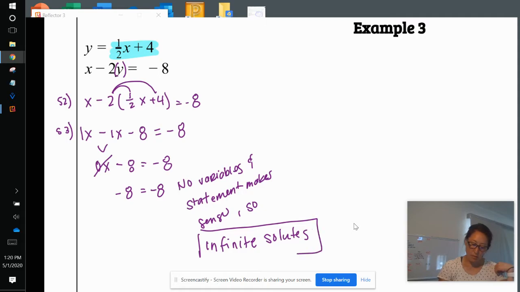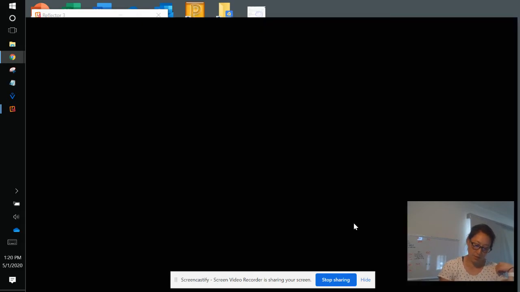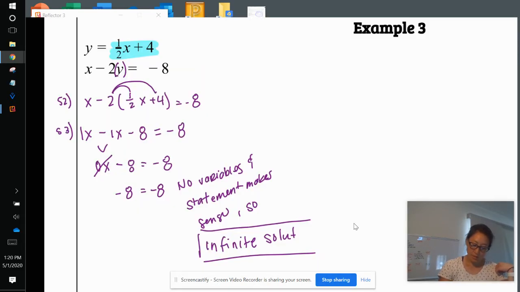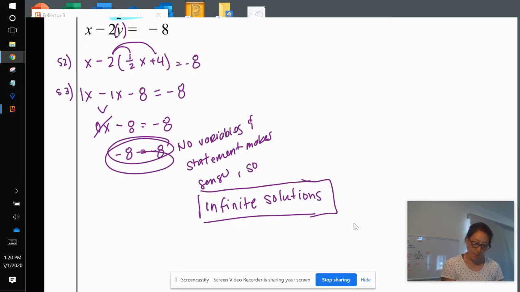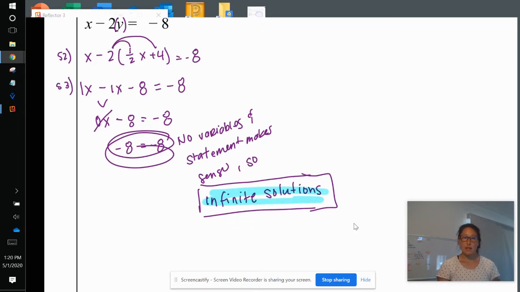You have to write this spelled correctly. Solutions. Okay. You have to write infinite solutions. So if you just write negative 8 equals negative 8, that doesn't mean anything to me. You have to tell me exactly what the solution is. Okay. So when there's infinite solutions, we have nothing to check. We just move on. Okay. Sweet business. Example number 4.